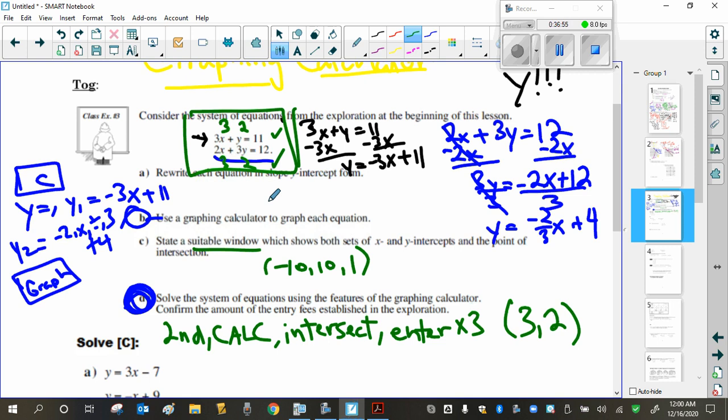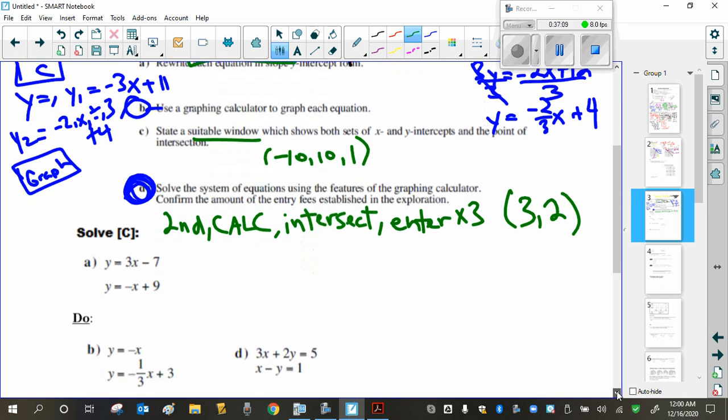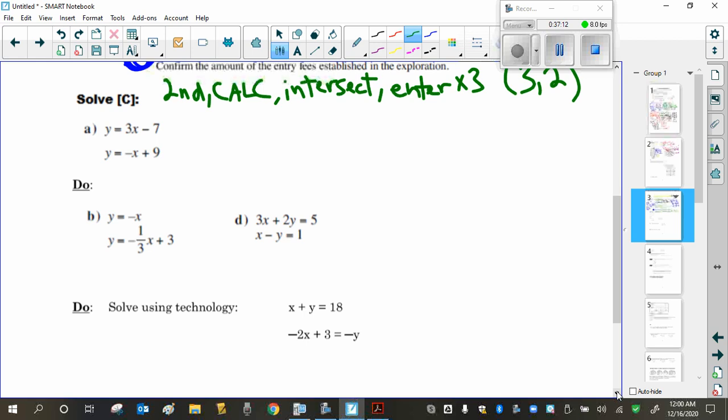Okay, most of them are going to be like that. You have to solve for y twice, and then graph, second, calculate, intersect, bop, bop, boo, and you get a solution. Something like this question, it's already done for you. You don't have to solve for y. Y is already solved for. So go ahead and put this in your calculator and see what you get. And then check it to see if it works.